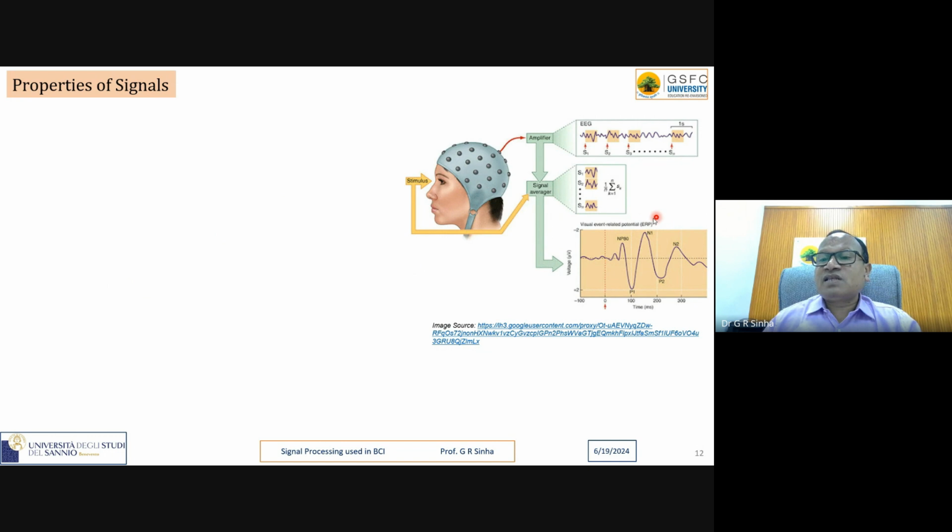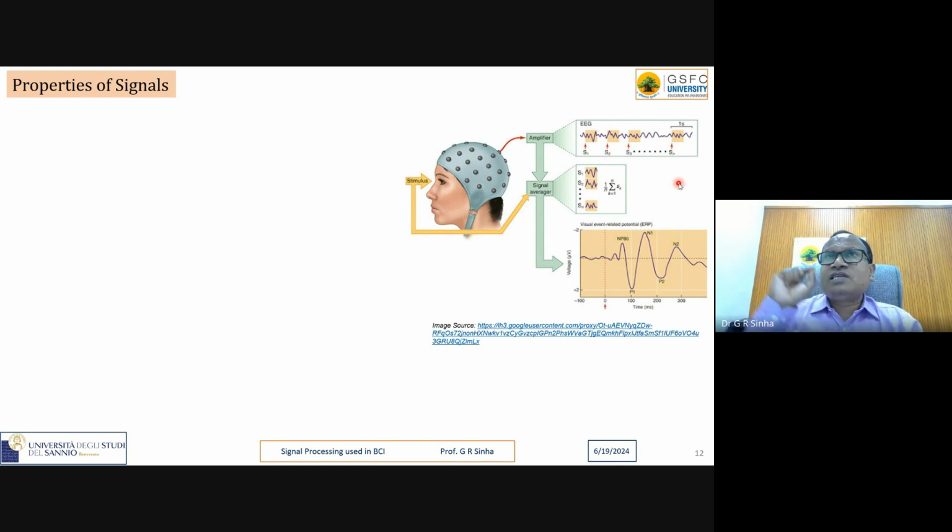What is ERP? It is event related potential. Is it different from EEG? It's a kind of EEG. But what is event related potential? Event related potential is specific to an event.